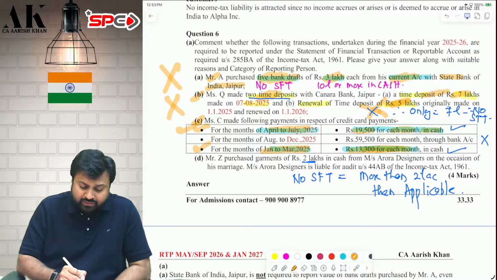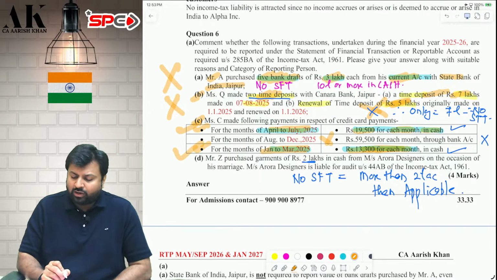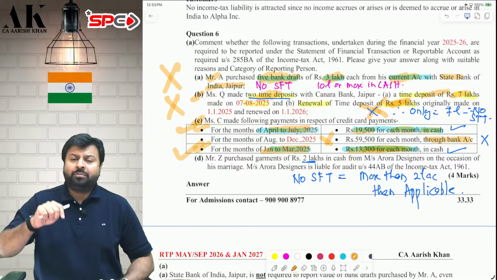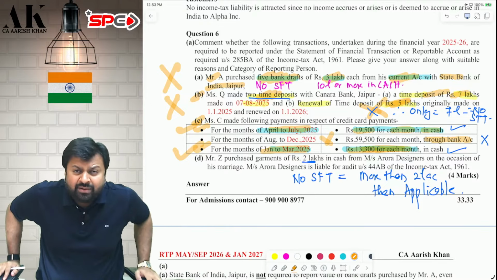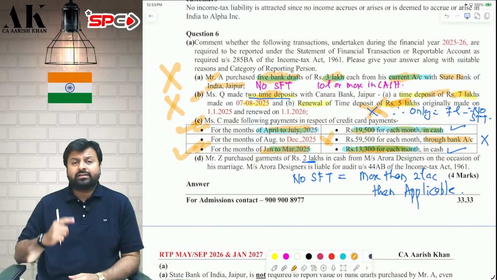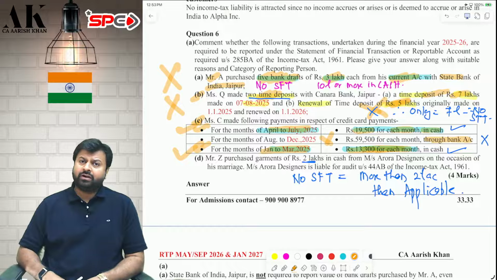Therefore, the first transaction will be reported, third will be reported, second will not be reported because second is made through online payment, and for online payment, the limit is what? The limit is 10 lakh and it is not crossing 10 lakh. The first and the third transaction will be reported, the second one will not be reported.